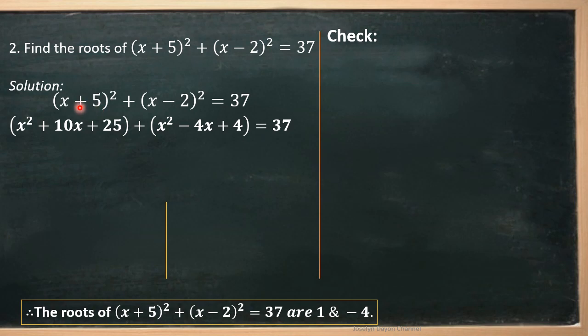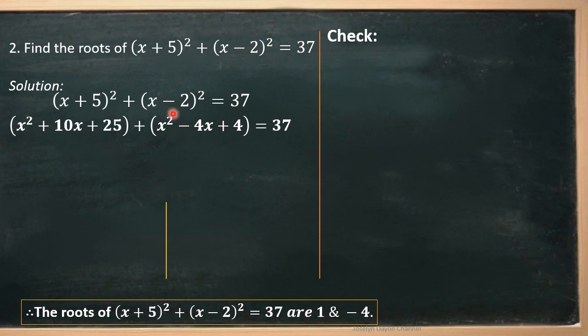So we have x times x. To get the first term, we have x squared. And to get the second term, that is equal to twice the product of the first term and the second term. So we have 2 times x, 2x times 5 is 10x. To get the third term, square the second term. So 5 times 5, that is 25.